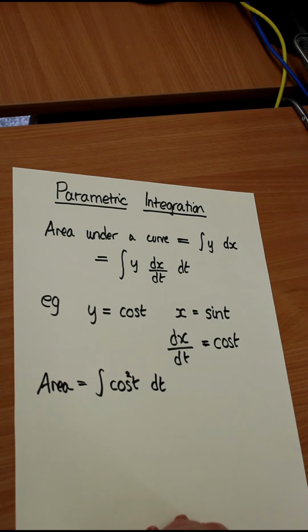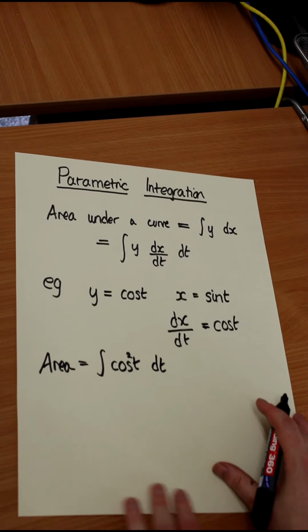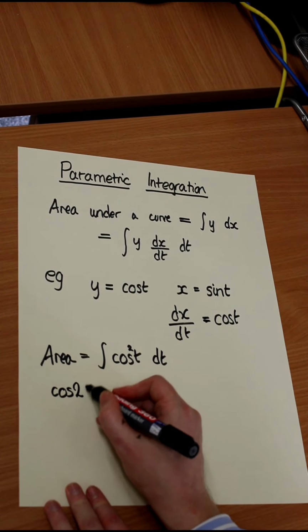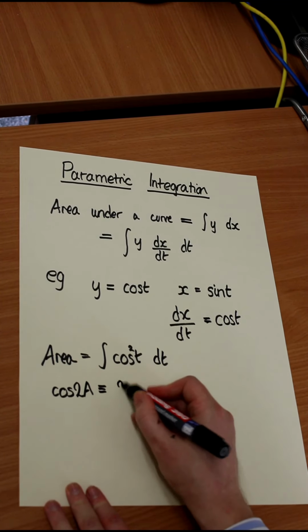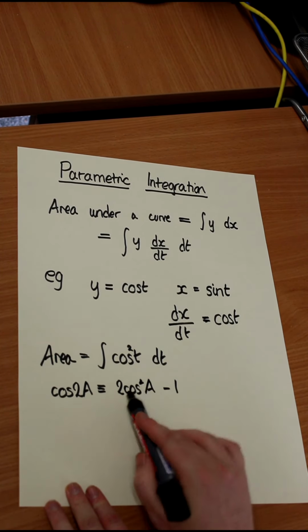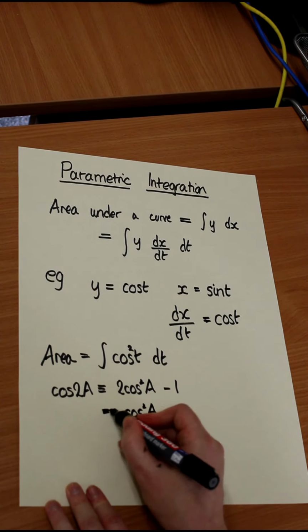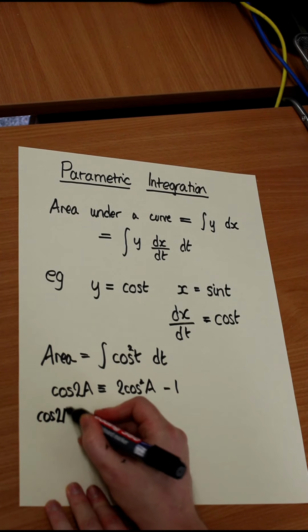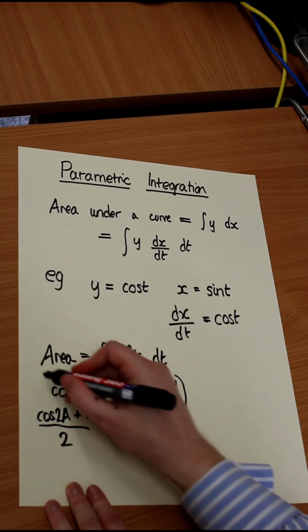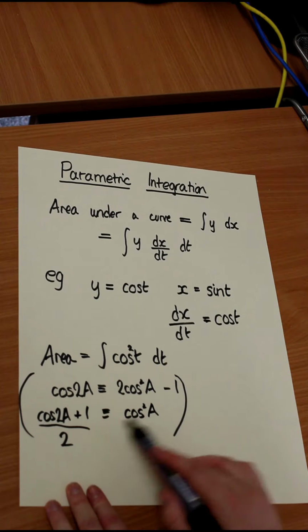Now, it's just an integration question. To integrate cos squared, or indeed sine squared, you need to use the cos double angle formula. So you need to know that cos 2a is equivalent to 2 cos squared a minus 1. If you're integrating cos squared, you need to make that the subject. So add 1 to both sides and divide by 2. So this is an aside. And now we've found out what cos squared is equal to, we're using t instead of a.